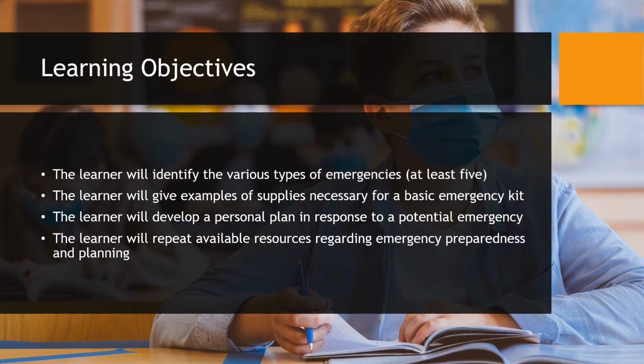Learning objectives. The learner will identify the various types of emergencies, at least 5. The learner will give examples of supplies necessary for a basic emergency kit. The learner will develop a personal plan in response to a potential emergency. And the learner will repeat available resources regarding emergency preparedness and planning.